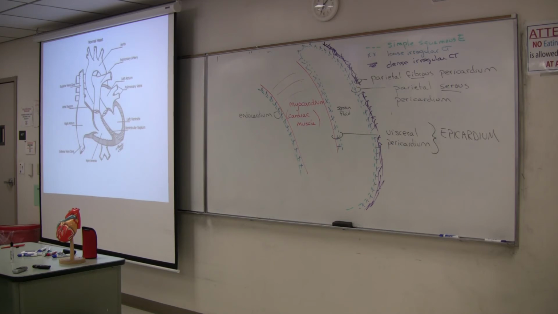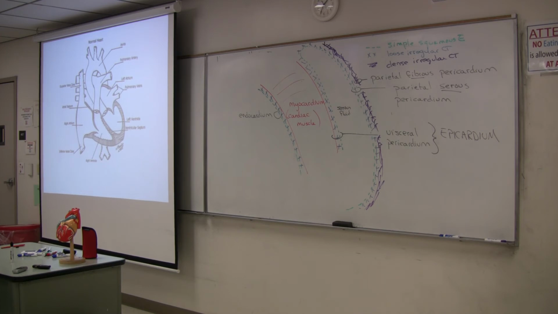So if we were to draw that larger, it would be the lung. It's going to be visceral pleura, against the lung, with epithelium and loose connective tissue. And then it comes away and is parietal pleura. And that creates a closed space filled with serous fluid.